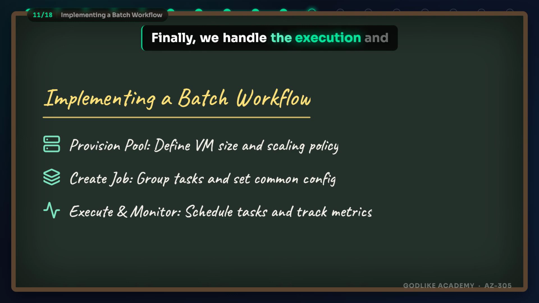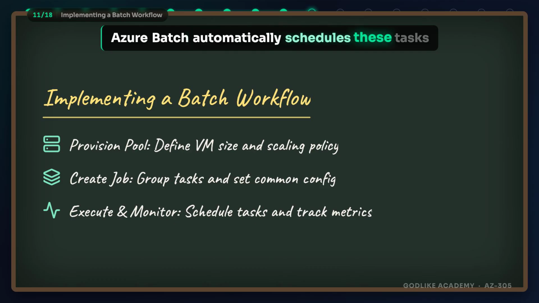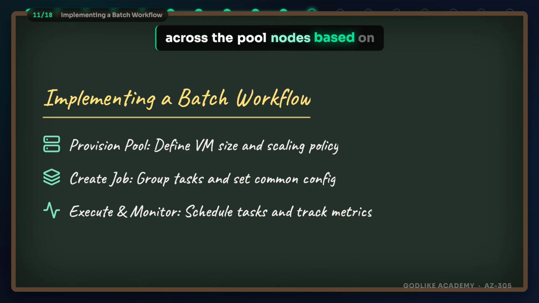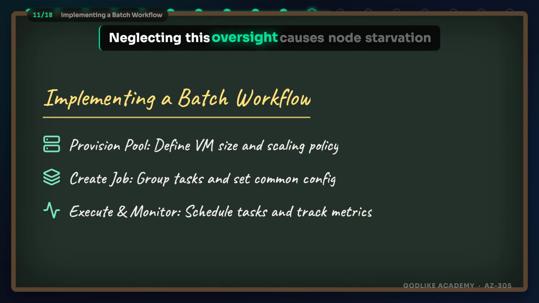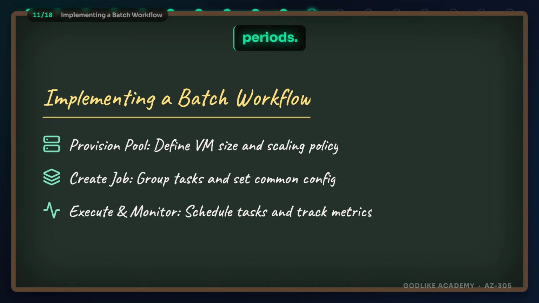Finally, we handle the execution and monitoring. Azure Batch automatically schedules these tasks across the pool nodes based on availability using built-in schedulers. You monitor metrics like pending tasks to ensure your scaling policy aligns with the actual workload demand. Neglecting this oversight causes node starvation during peak loads or unnecessary spending when queues remain empty for extended periods.